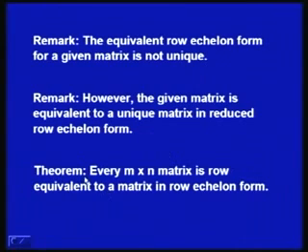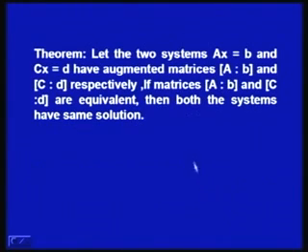Now, we have a result which says that every m by n matrix is row equivalent to a matrix in row echelon form. So, you can apply transformations so that it will reduce to row echelon form. Another theorem says that the two systems Ax = B and Cx = D have augmented matrices [A, B] and [C, D] respectively. If matrices [A, B] and [C, D] are equivalent, then both the systems have the same solutions. Now, this is an important result because you can apply different types of transformation. You may get to different equivalent matrices, but both of them will have the same solution.